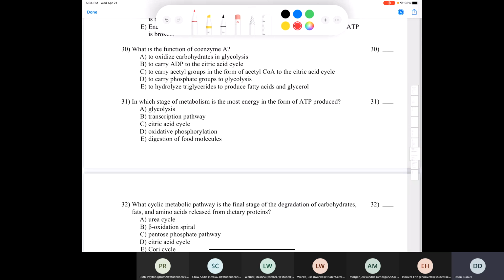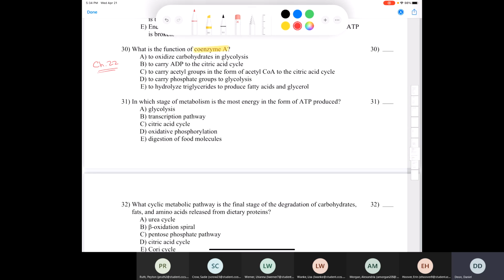Chemistry 102, practice exam 5. This is question number 30. This is kind of where the material starts from chapter 22 in our textbook. Chapter 22 is the aerobic respiration and energy production chapter. So question number 30 says, what is the function of coenzyme A?